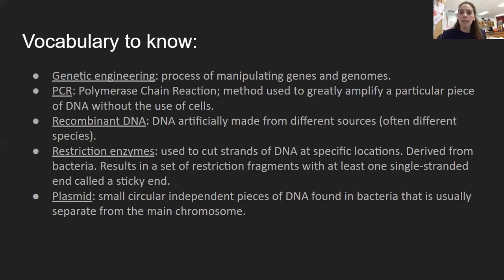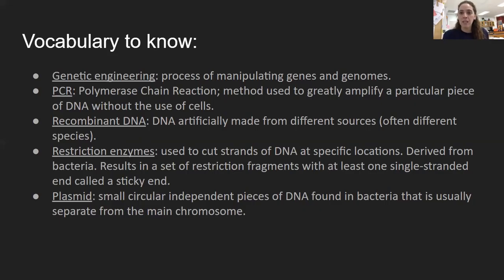And we have recombinant DNA. This is DNA artificially made from different sources, often different species. So in the bacterial transformation lab, we use the pGlow plasmid. That pGlow plasmid is an example of recombinant DNA that has been artificially made in the laboratory, and we've got genes from different organisms represented.